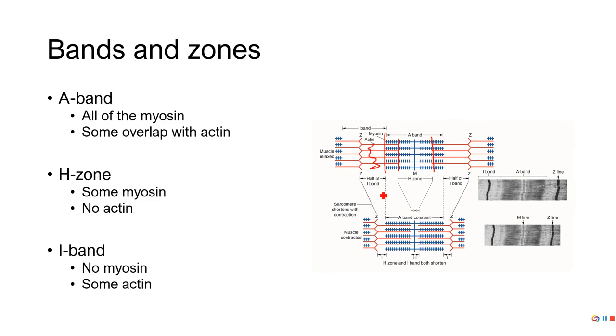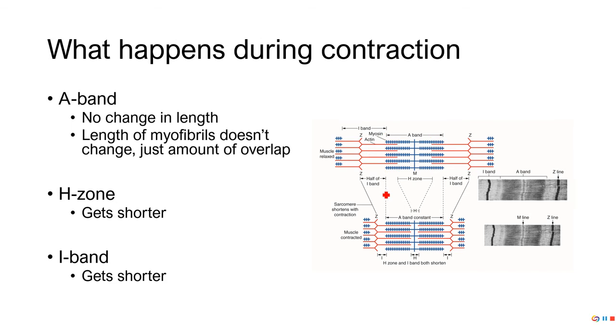Now, if you notice, what happens during contraction? As I said, the A band doesn't change because we don't change the length of any of these myofibrils. These proteins just stay the same length. All that's changing is the amount of overlap. So the A band stays constant. All that's happened is, with muscle contraction, we've pulled actin towards the middle. So as a result, the H band or H zone gets shorter, as does the I band. And so that is your review of a sarcomere.